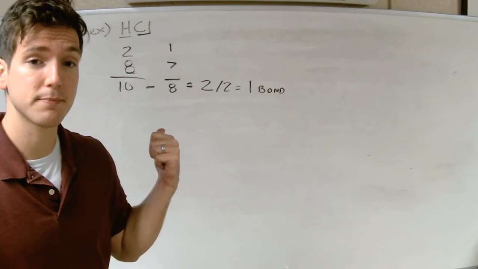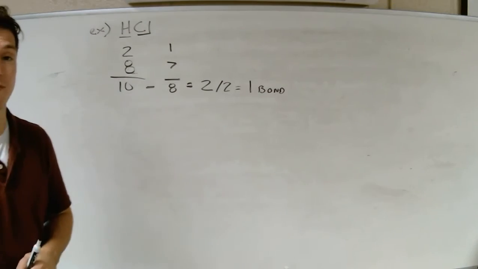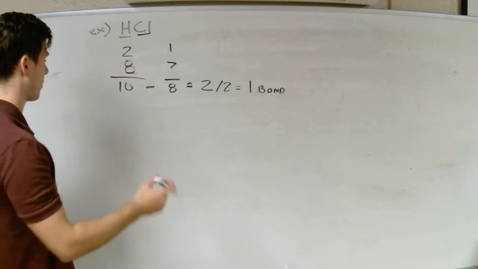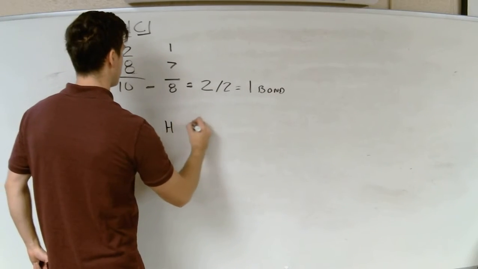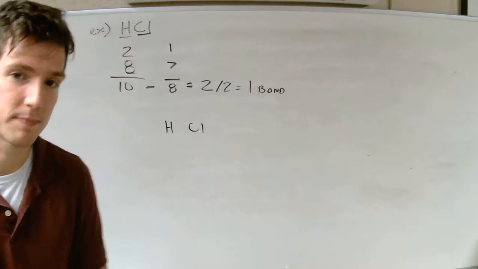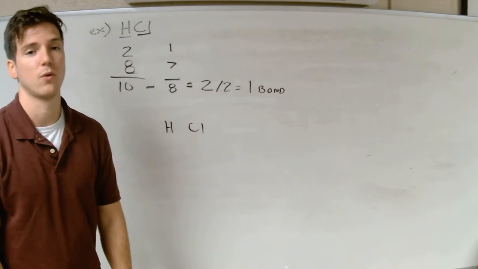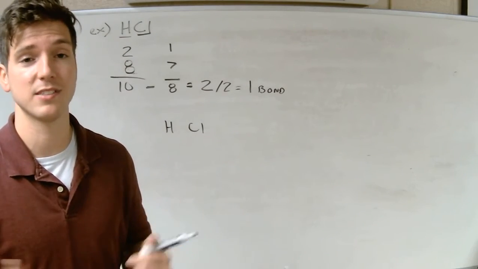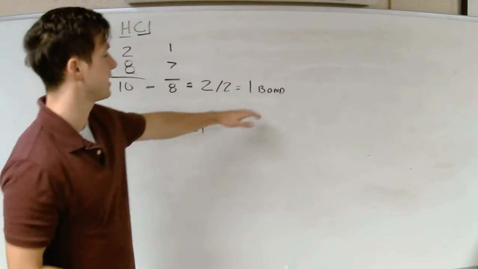So 1 bond, let's go on to step 5, which is determine our central atom. We only have 2 atoms, so I'm just going to write HCl. Neither of them is a central atom. I'm just going to write them right next to one another. Now we draw our Lewis structure. We only include the bonds that we determined in step 4.